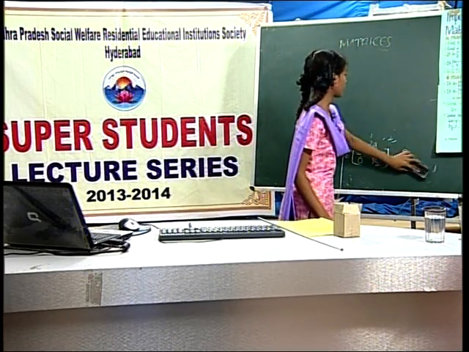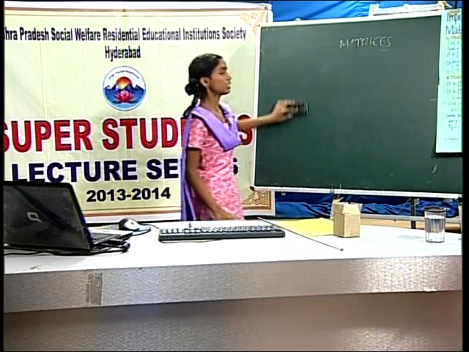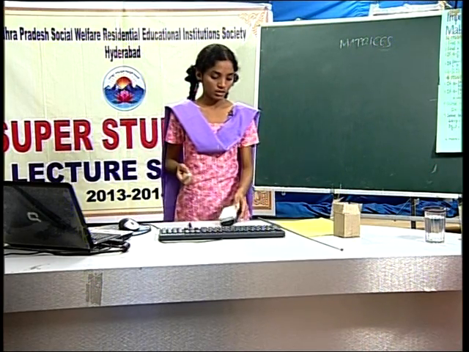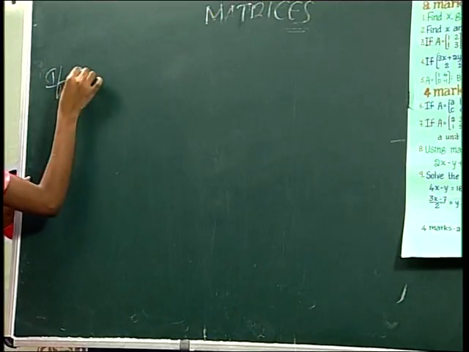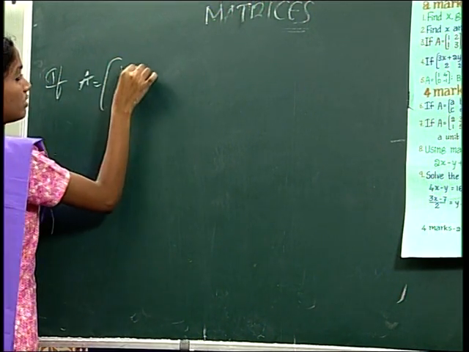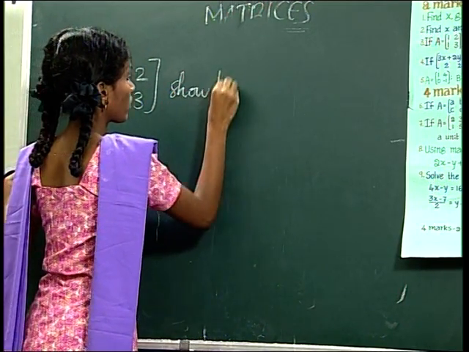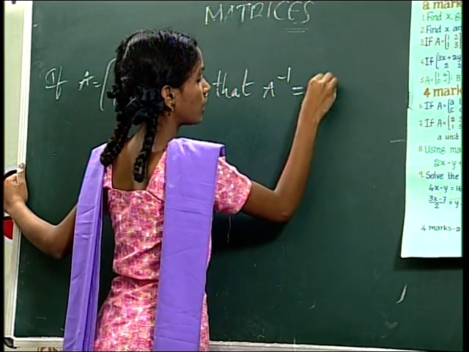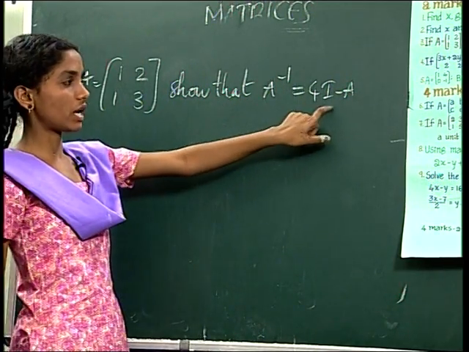See here friends, we have learned equality of matrix, and matrix multiplication is not commutative. It is only commutative in some special cases. See friends, another example, this is about the inverse of a matrix. If A equals 1, 2, 1, 3, show that A inverse equals 4I minus A. We have to show that A inverse equals 4I minus A.